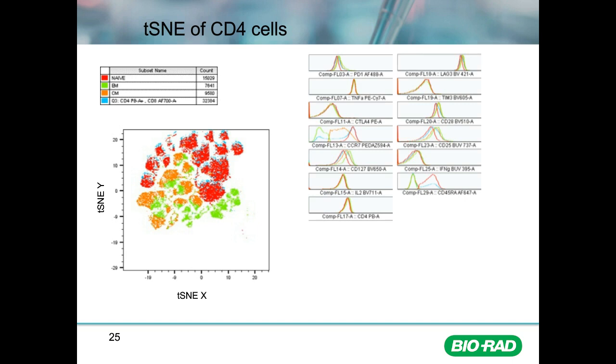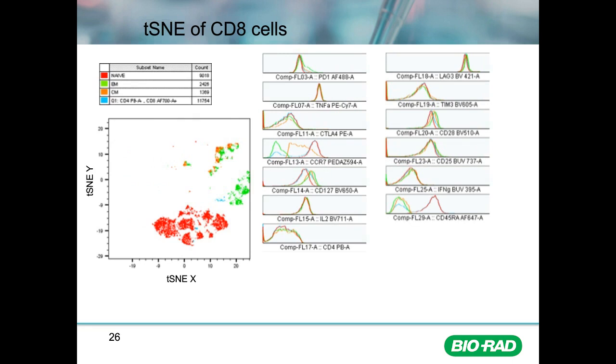A similar analysis of CD8 T cells was also performed to compare naive in red, effector memory in green, and central memory in orange. Naive and memory cells clustered in distinct populations, with central and effector memory more closely associated together than with the naive population. Again, as expected, CCR7 and CD45RA expression were the most altered when compared against all 3 groups.